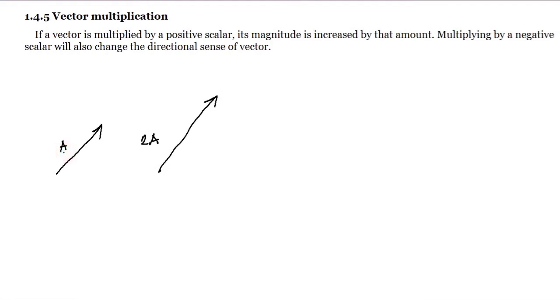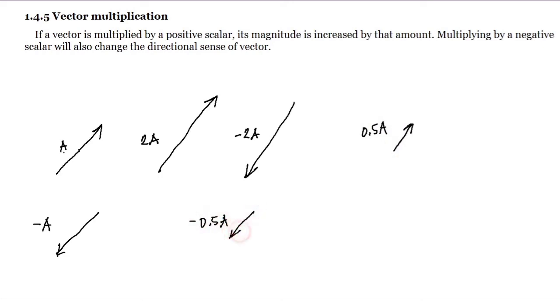But if we multiply this by negative 2, it will be twice its magnitude but opposite in direction. And if we multiply this by the negative of A, then it is just this vector A, the same magnitude, opposite in direction. And if we multiply this by, let's say, 0.5, then it is just half of this vector A. If it is negative 0.5A, then this is just half of the vector A, but opposite in direction.